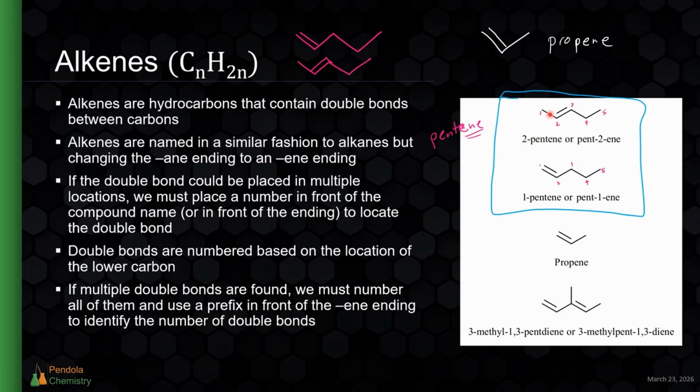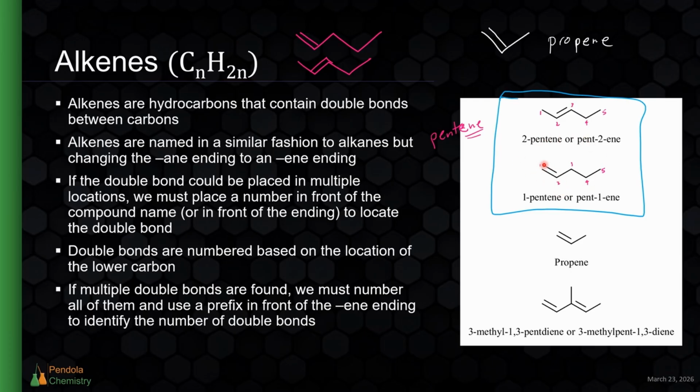So in this top one, the double bond starts, and this is very important, we put where the double bond starts, the lower of the two numbers, because the double bond's between two carbons. This top one, the double bond starts on carbon number 2. So we will call this 2-pentene. Or an alternative, another way of naming it, that will be pent-2-ene. Both of these are correct names.